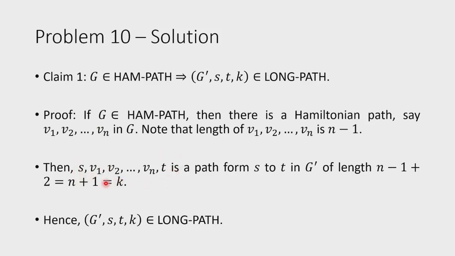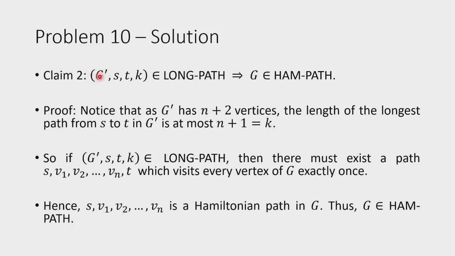So what this statement says is that this Hamiltonian path would give us a path of length n plus 1 from S to T. And therefore G prime, S, T, K is in long path, because of this nice choice of K. So we have shown one direction. Now let's show the vice versa. The vice versa is the second claim: if G prime, S, T, K is in long path, then G is in Ham path.